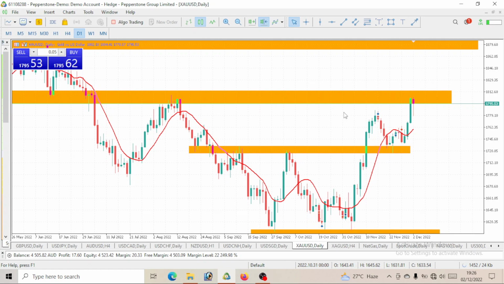So take a look at this gold. We want to see where this gold is going for the week. But before we actually get started, I actually did analysis for today, which is on Monday.